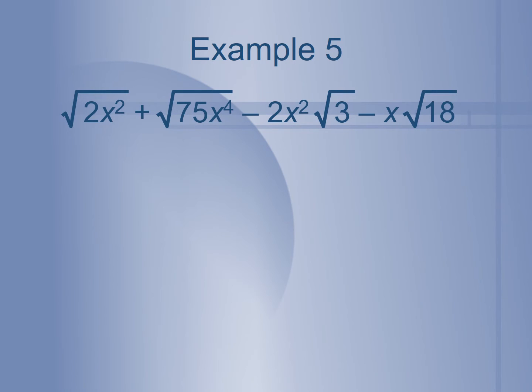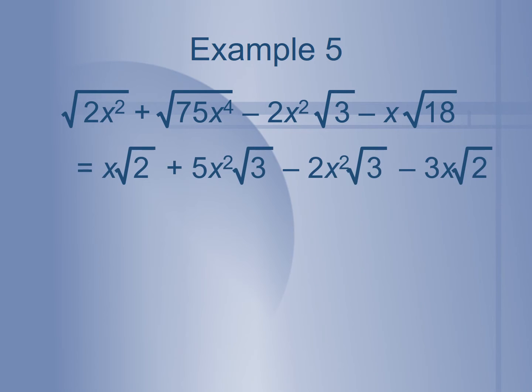All right, so for this example, we're going to simplify first. So the square root of 2x squared, the x can come out, and the square root of 75x to the 4th, a 5 can come out, but also 2 x's can come out. So we end up with 5x squared on the outside, the square root of 3. And then nothing can simplify for this term, so we have minus 2x squared square root of 3. And then for this term, the x square root of 18, a 3 can come out, so we end up with minus 3x square roots of 2.